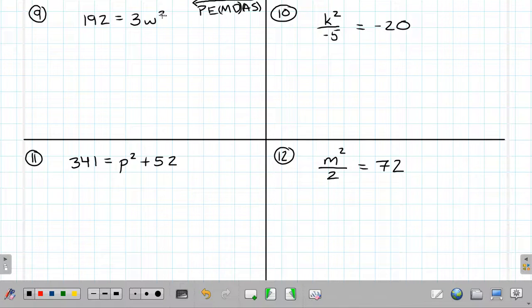So in this case, we have to follow order of operations. Exponents come before multiplication. That means when we're solving, division has to come before square root. So the first step here is actually we need to divide by 3.